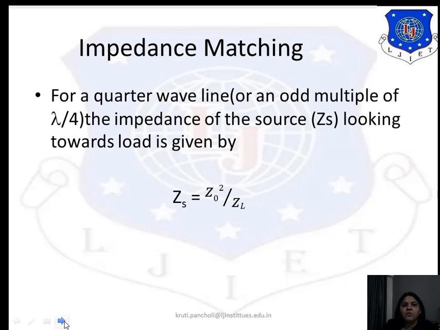For a quarter wave line, an odd multiple of lambda by 4, the impedance Zs looking towards the load is given by Zs equals Z0 squared upon ZL. So the source impedance is equal to the square of the characteristic impedance divided by ZL.